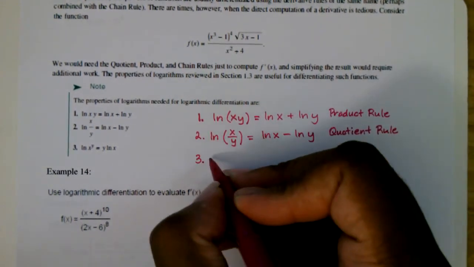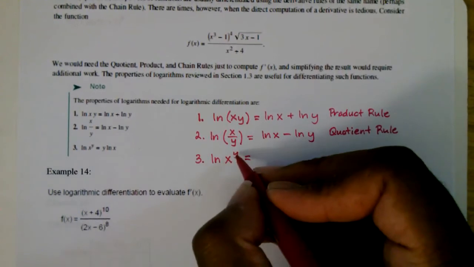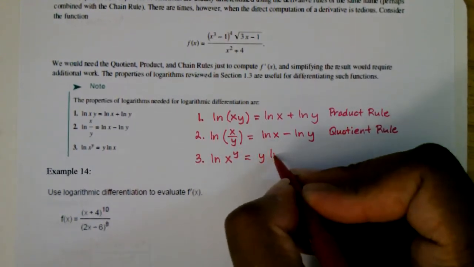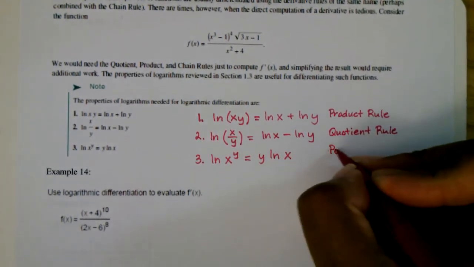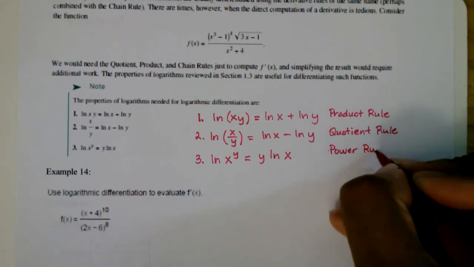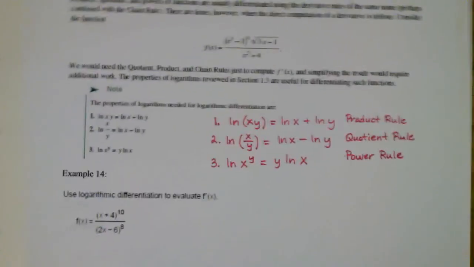And then that third one is the power rule. ln of x raised to the y. What we do is pull the power in front of the natural logarithm. So the y times the natural log of x. That's the power rule for logarithms. Okay, again, you should be familiar with these back in section 1.3 or back in college algebra. So we can apply those 3 properties of logarithms to examples like example 14.